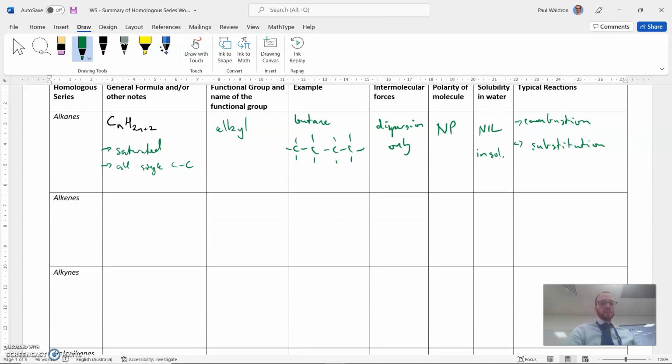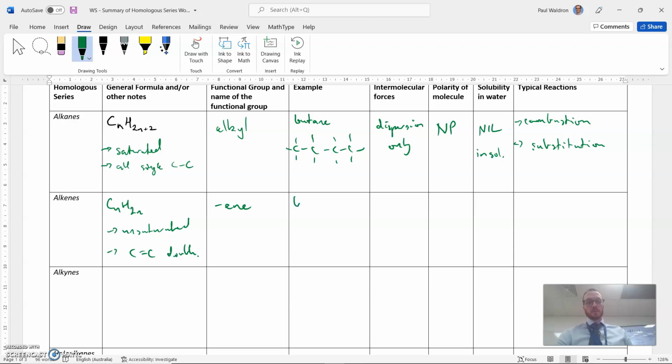Alkenes, CnH2n, unsaturated, right? One carbon-to-carbon double bond. Name of the functional group, ene. Yeah, the ene functional group. That's in terms of naming, yeah?